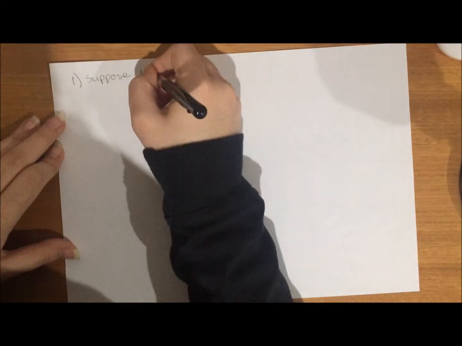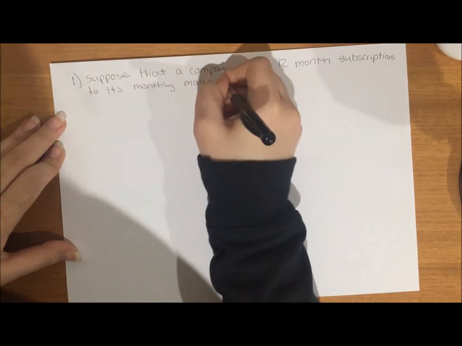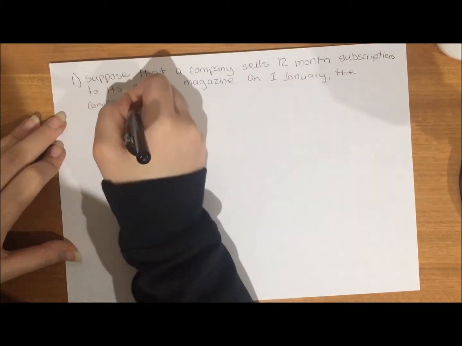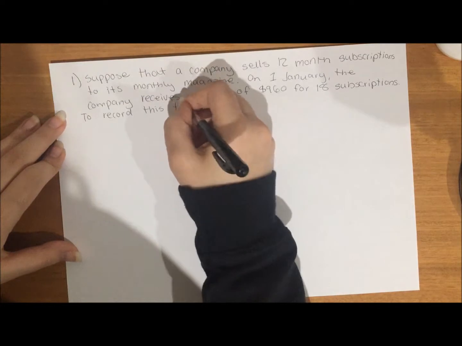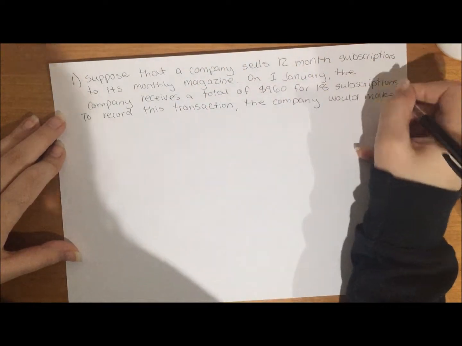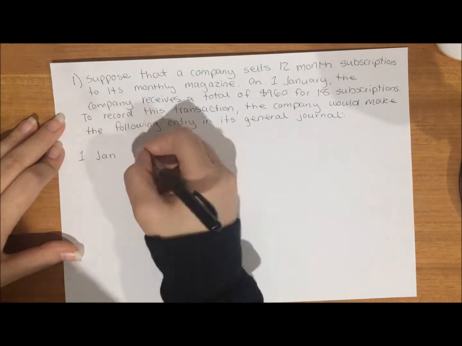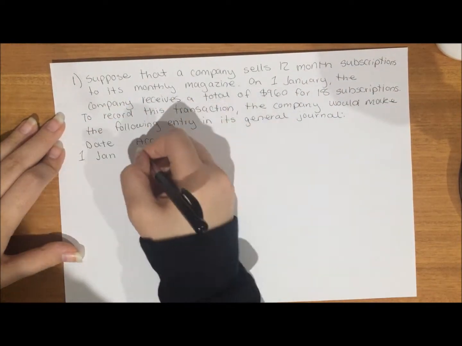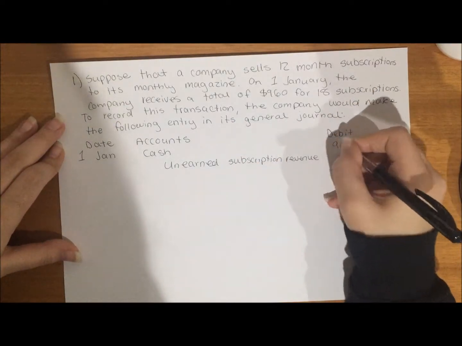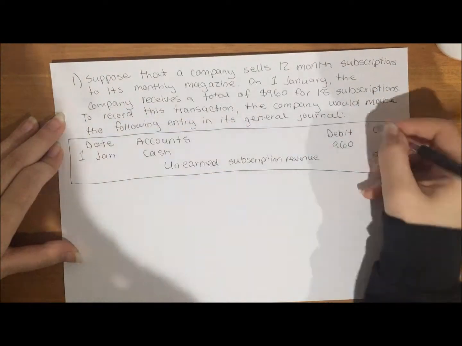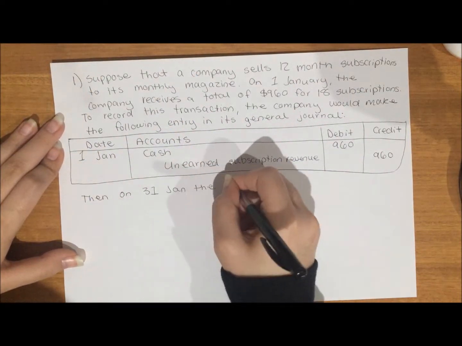Here's an example of an adjusting entry, specifically a deferred revenue adjustment. Suppose that a company sells 12-month subscriptions to its monthly magazine. On the 1st of January, the company receives a total of $960 for 18 subscriptions. To record this transaction, the company would make the following entry in its general journal. The cash would be debited $960 and the unearned subscription revenue would be credited $960.